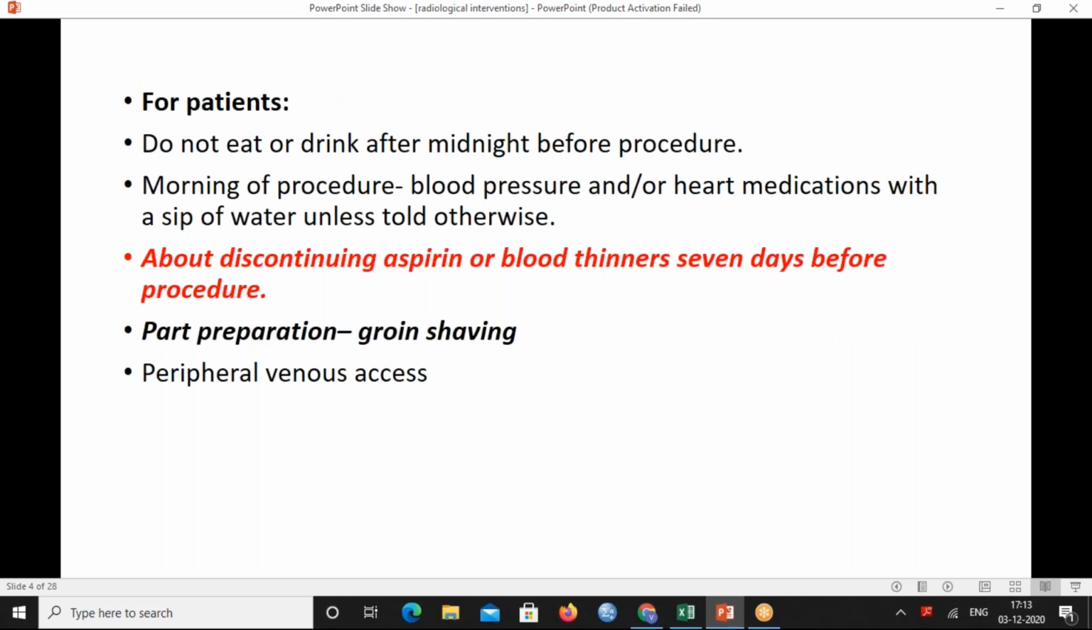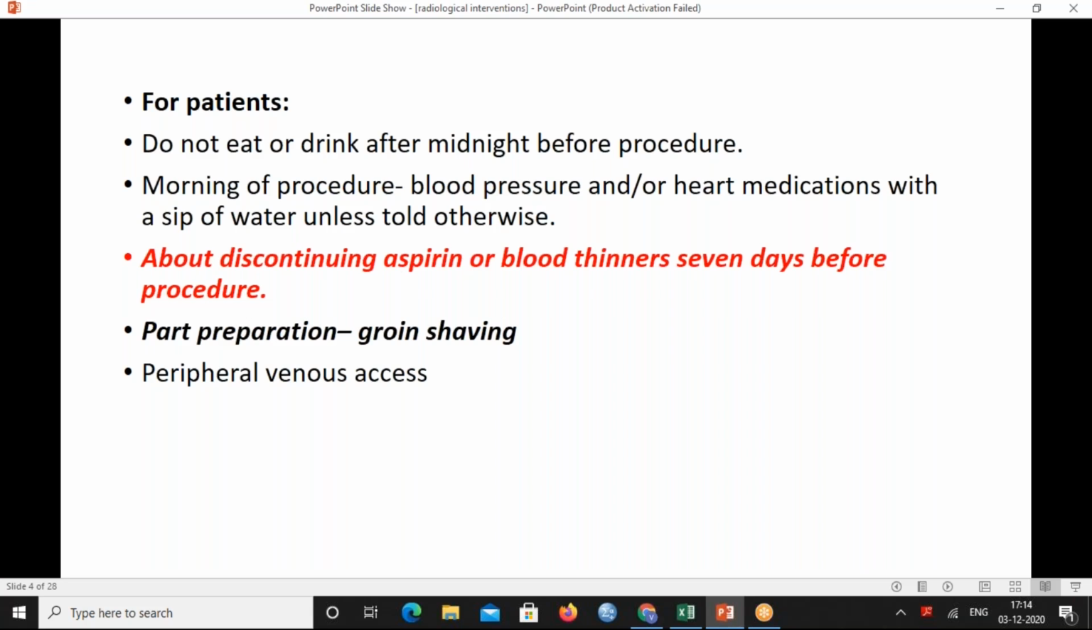And for the patient, there should be a specific clear-cut instruction that he or she should not eat or drink after midnight. But this is not a universal statement. Any patient who is taking antihypertensive in the morning is allowed to take it in the morning with a sip of water, but nothing solid to be taken.